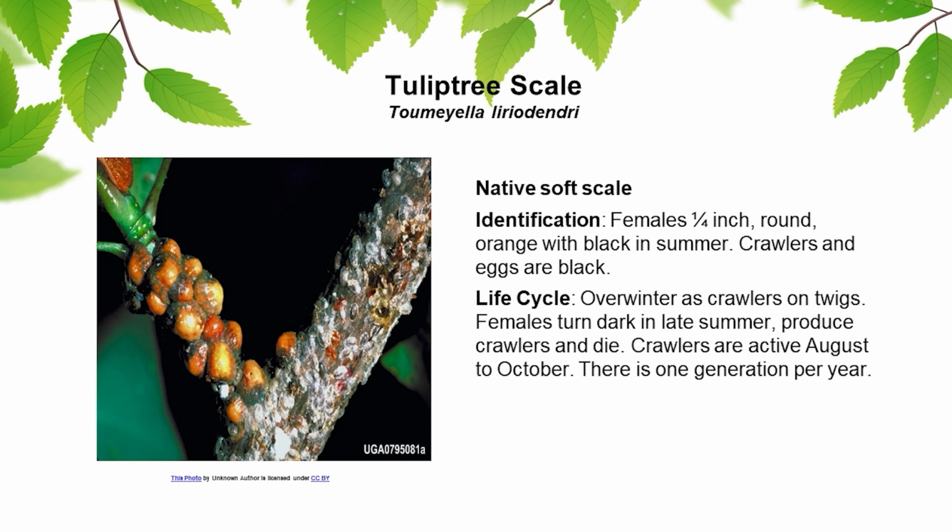Tulip tree scale overwinter as crawlers on twigs. They resume feeding in the spring. Females turn darker in color in late summer. During August, they produce up to 3,000 crawlers over several weeks and die. Crawlers are active August through October. There is 1 generation of tulip tree scale per year.